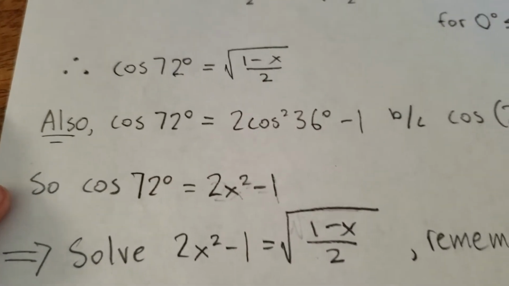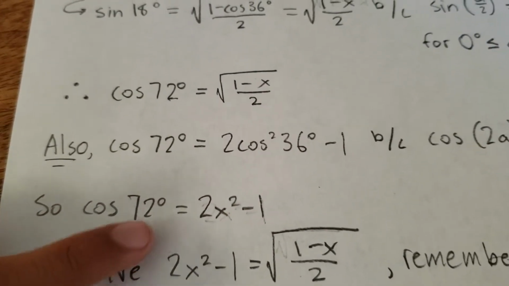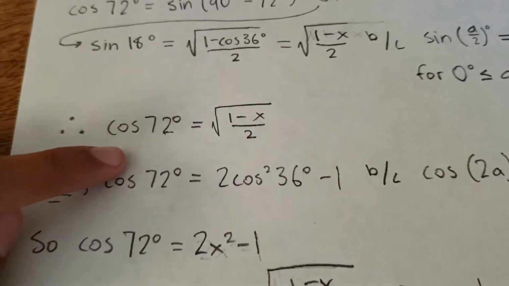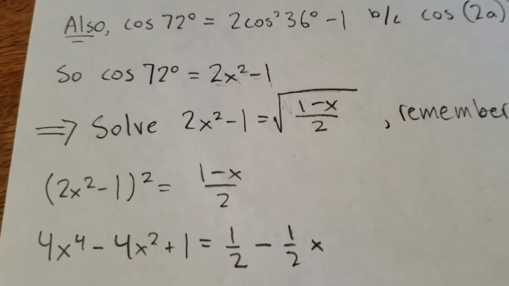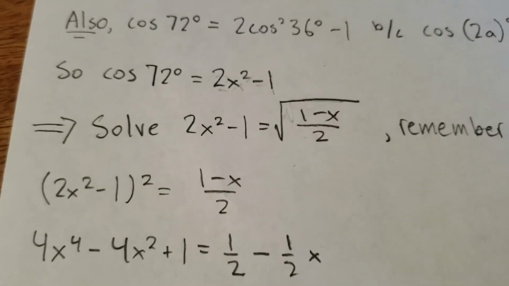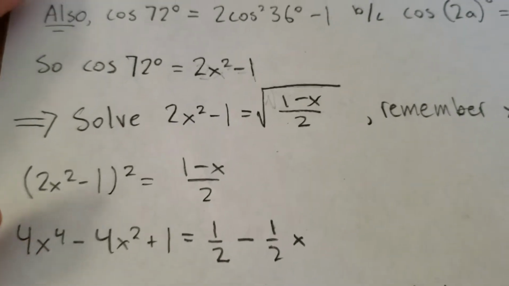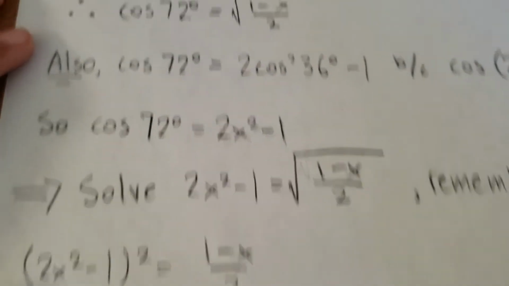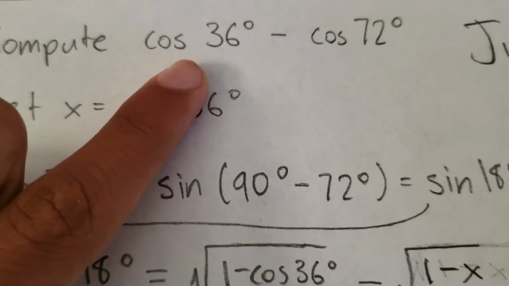So now we have that this is cosine of 72 degrees, and this is also cosine of 72 degrees. So we can simply set those two equal and solve for x to find cosine of 36 degrees. Let's do that right now, and that will enable us to find the expression above that it's asking us to find.